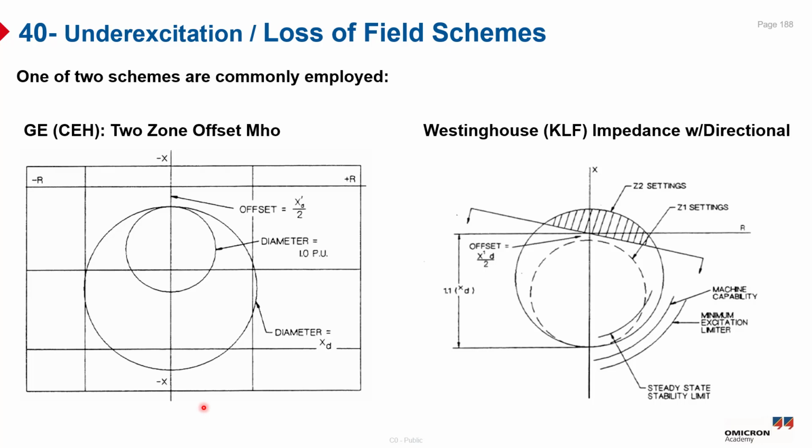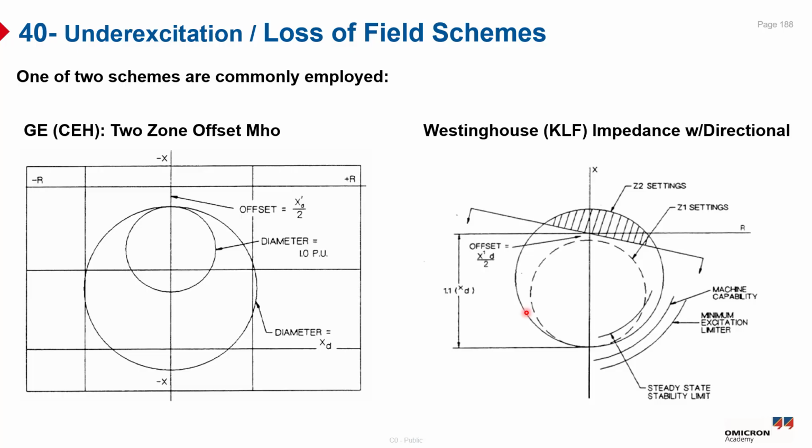So in the two impedance element scheme, inner and outer zones are used. The inner element trips instantaneously for severe loss of field events, while the outer element includes a time delay to block stable swings. This setup ensures both speed and security, especially in weak systems that cannot handle the generator reactive power demand.